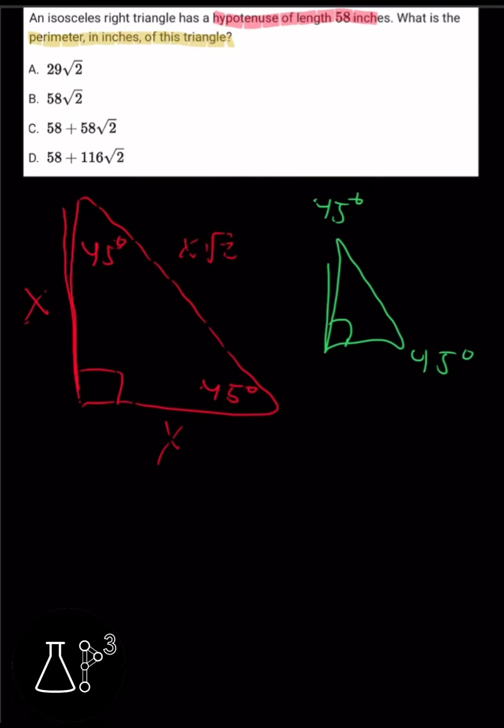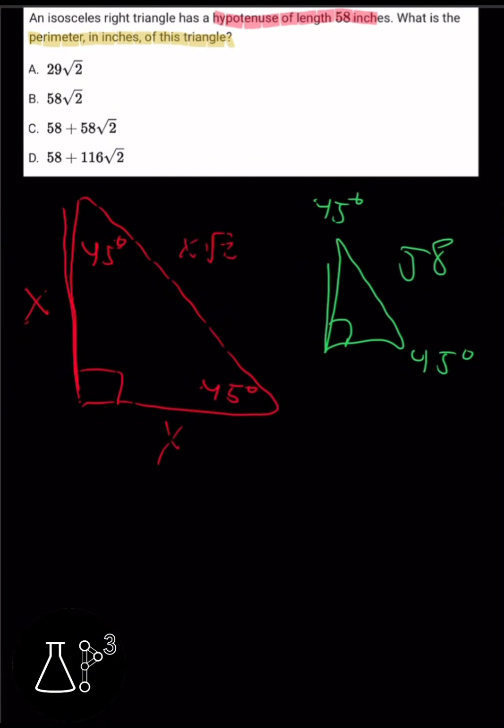So we're given that the isosceles right triangle in the question has a hypotenuse of 58 inches, and we are trying to look for the perimeter in inches of this specific triangle that's in green. So how can I look for it? If we look at our hypotenuse, it looks a little bit weird, and that's because we only have 58. And as we can see, we don't have a square root of 2.